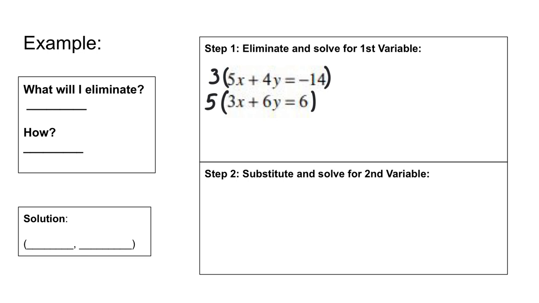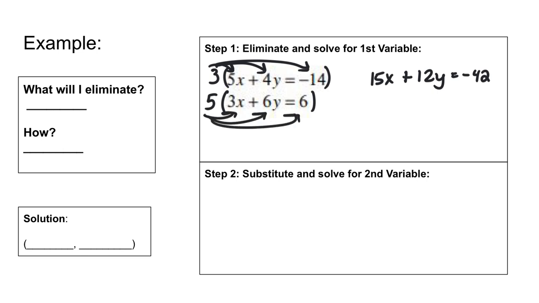So now I'm going to change the system by multiplying by the 3. Since I have to change everything, I'm just going to come out here to the side to write my new equation. So I have 15x plus 12y equals negative 42. And then on the bottom, I'll do 5 times 3x, 5 times 6, 5 times 6. So I get 15x, 30y, and 30.